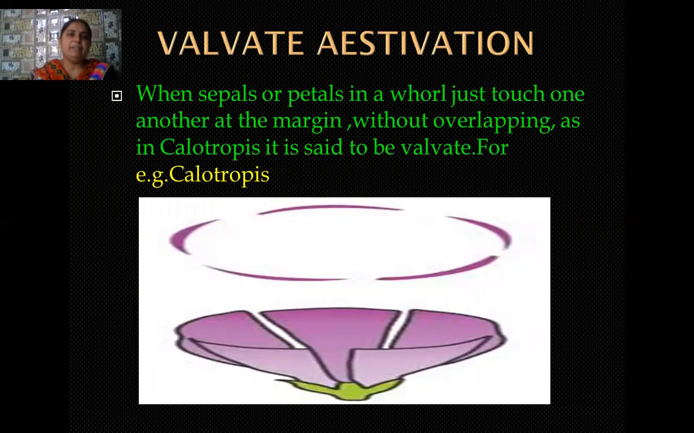Okay, student, valvate estivation: when sepals or petals in a whorl just touch one another at their margins only, without overlapping, such type of estivation is known as valvate estivation. See here, all the floral appendages, whether sepal or petal, just touch at the edges only. They do not overlap one another. Thus, this type of estivation is valvate. The example is calotropis. In Hindi, calotropis is known as ak or akda.